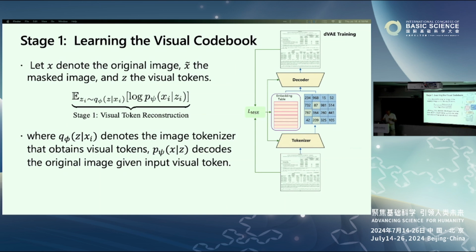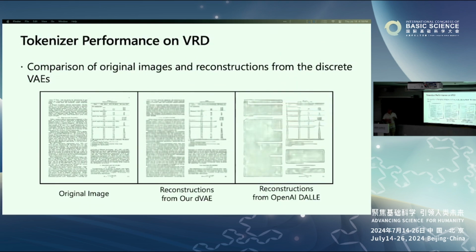And after we got this, we can tokenize our images well. So here is a comparison. We want to compare the tokenizer performance on the visually rich document. On the left is the original image we input into the model. The resolution is kind of vague, but you can see that the original image is the clearest one.